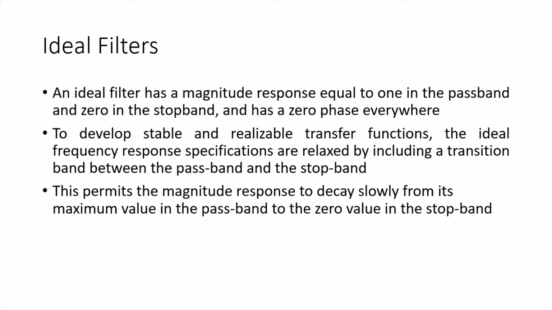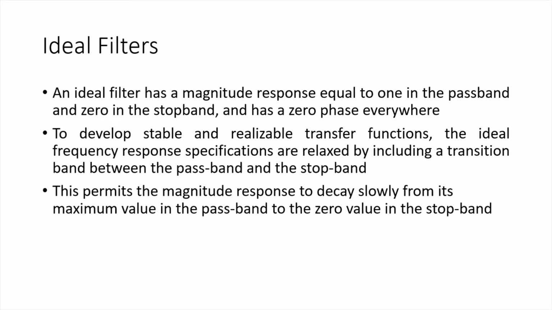What is an ideal filter? First of all, we need to know that an ideal filter has a magnitude response equal to 1 in the pass band and 0 in the stop band, and has a zero phase everywhere. That is basically the requirement of the ideal filter. We want to pass a frequency of interest without any distortion and block other frequency components, and we don't want any phase distortion in the pass band.